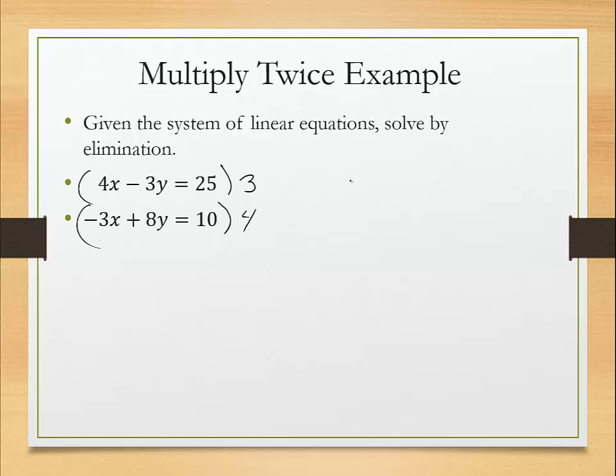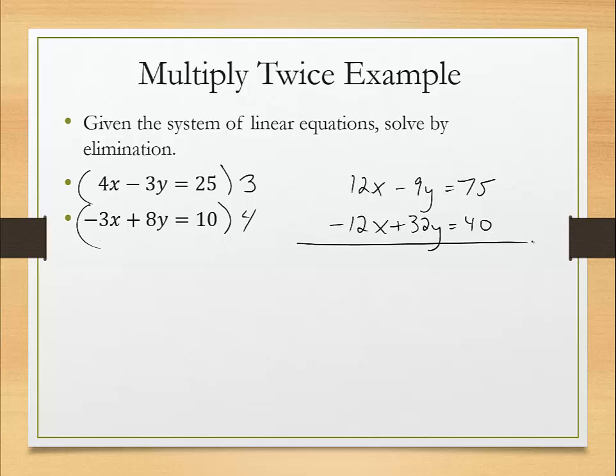3 times 4x is 12x. 3 times negative 3y is negative 9y. 3 times 25 is 75. 4 times negative 3x is negative 12x. 4 times 8y is 32y. 4 times 10 is 40.